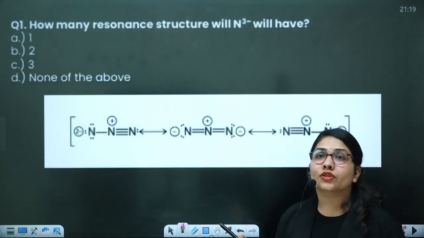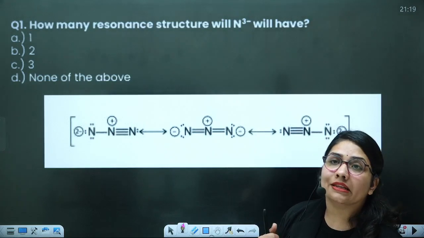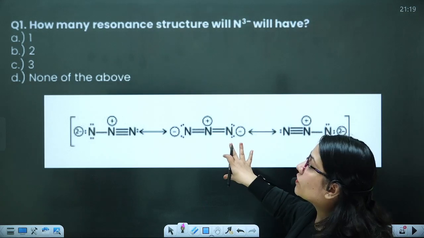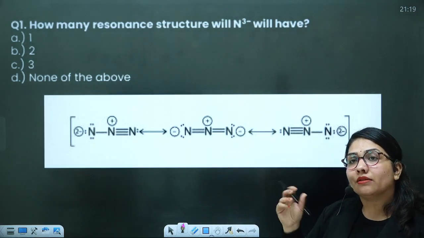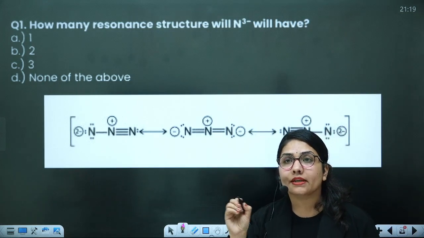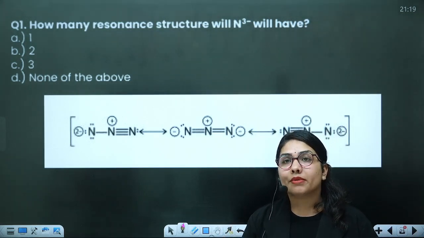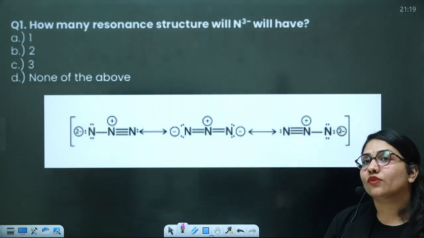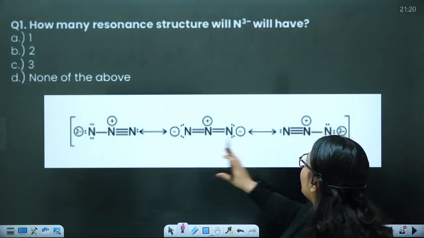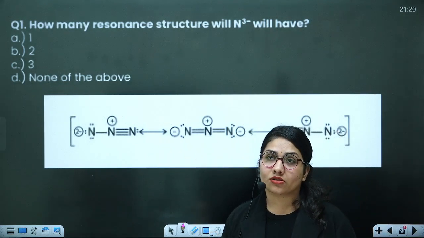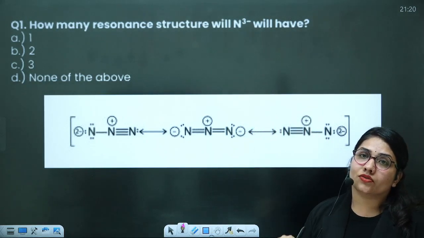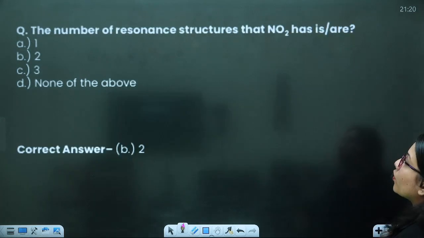Now come to the next question. How many resonance structures of N3 negative will there be? Here I have shown the image. Whenever you are asked about resonance structures, kindly make them. There is no particular trick to remember the resonance structures. Once or twice if you make the structures, you will get to know about it. If you look here, you can see 3 structures. So how many structures does N3 negative have? It has 3 resonance structures. This is one of the important questions.